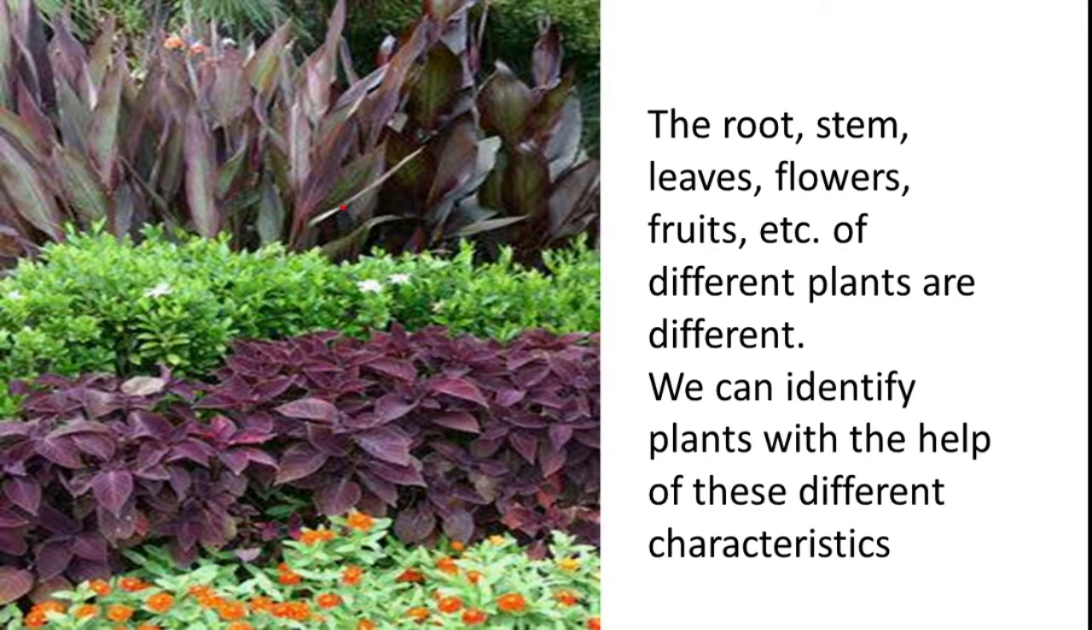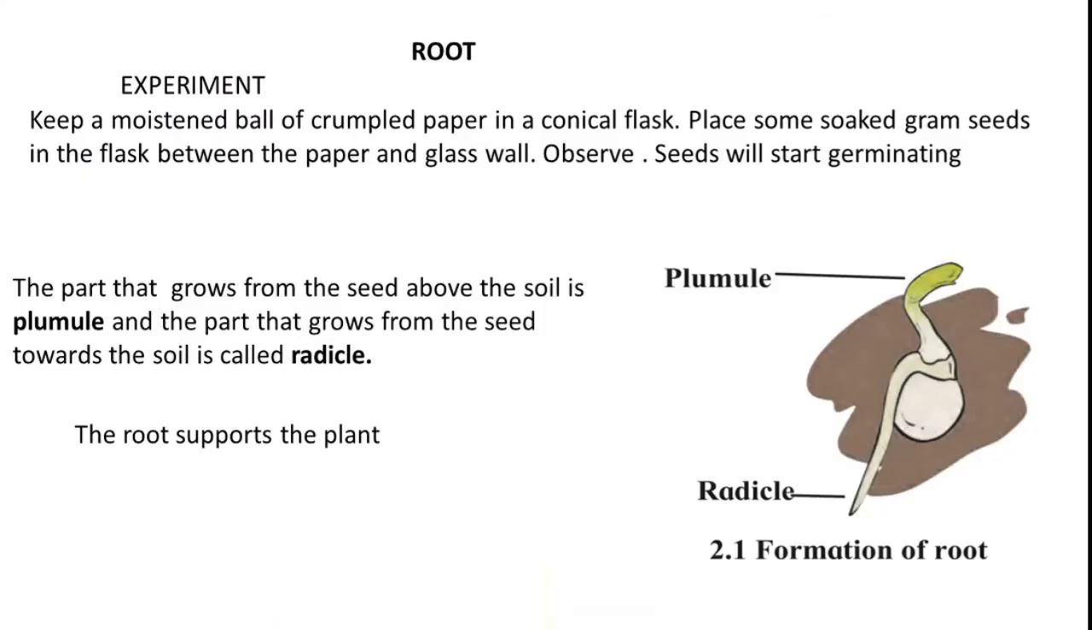So in this picture you can see the leaves are different, the root may be different, the stem is different. So each plant can be identified with the help of these different characteristics. So let's learn about root.